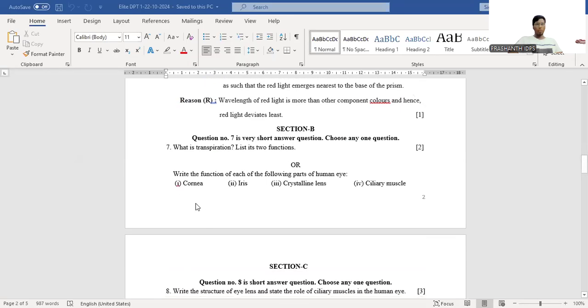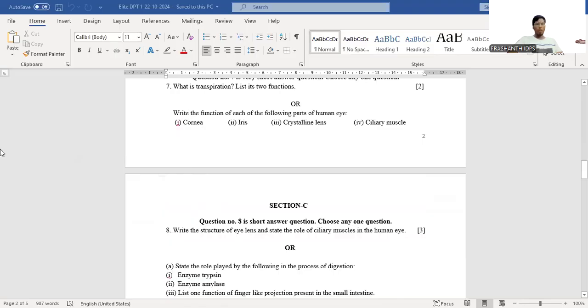Okay, let us go to the seventh one. Here I have asked: write the function of each of the following parts of the human eye. It is a 2 mark question, so you can write only a one sentence answer. One line for every part is enough. I'll just show you, because I have already given the notes, the answer once again: what answer you can write, and for which answer I will give you the marks. Let me share the answer.